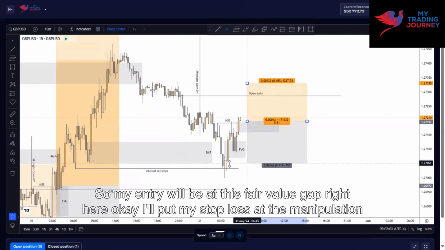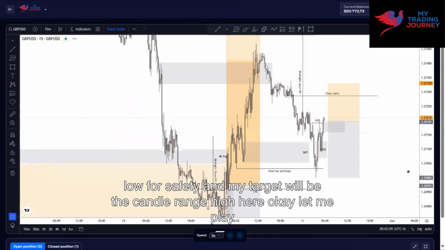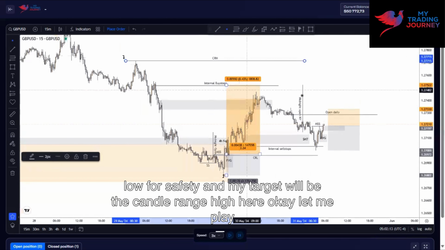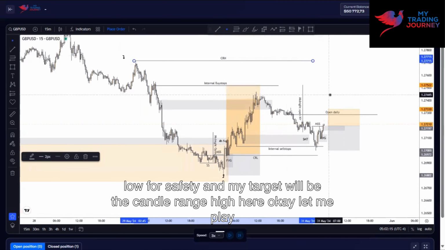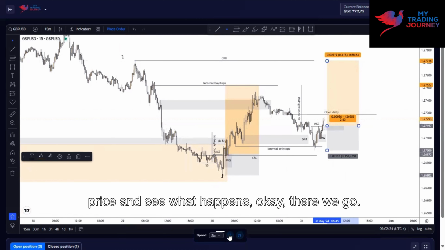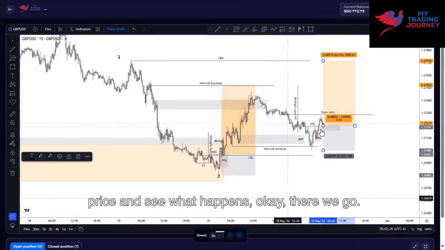Okay, I'll put my stop loss at the manipulation low for safety, and my target will be the candle range high here. Okay, let me play price and see what happens.